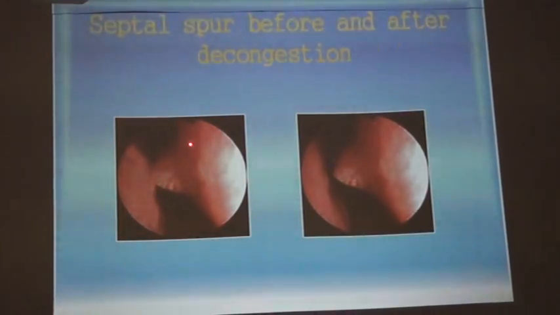This is another picture. This is the original picture. After giving the decongestant oxymetazoline spray, the congestion has decreased and there is space. So pain has vanished.